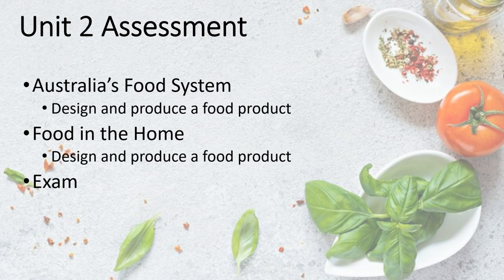Unit 2 assessment, for area of study 1, Australia's food system, you design and produce a food product that is related to commercial production. So we look at the viability of the product. And then outcome 2, food in the home, and you design and produce a food product that could be sold in a food truck. And then there's an exam at the end of Unit 2.